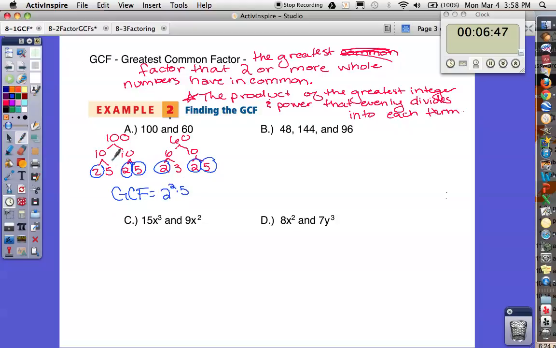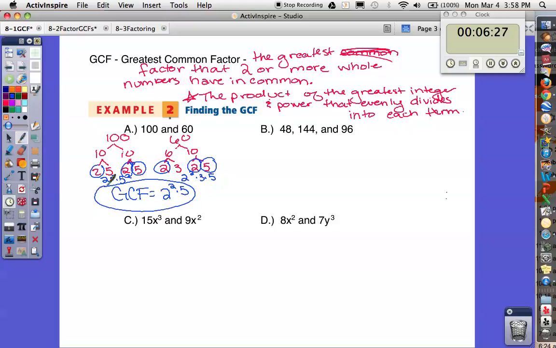The prime factorization of 100 was 2 squared times 5 squared. And the prime factorization of 60 was 2 squared times 3 times 5. What do they have in common? They both have a 2 squared and they both have a 5. Try the next one.